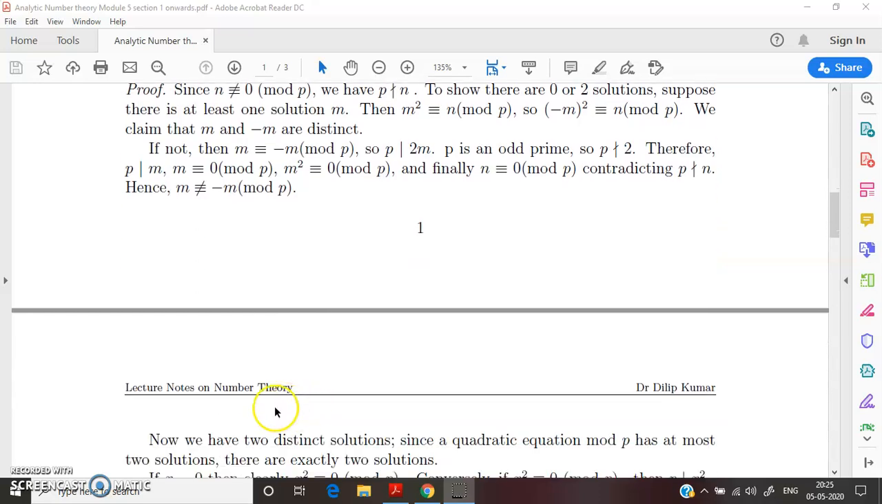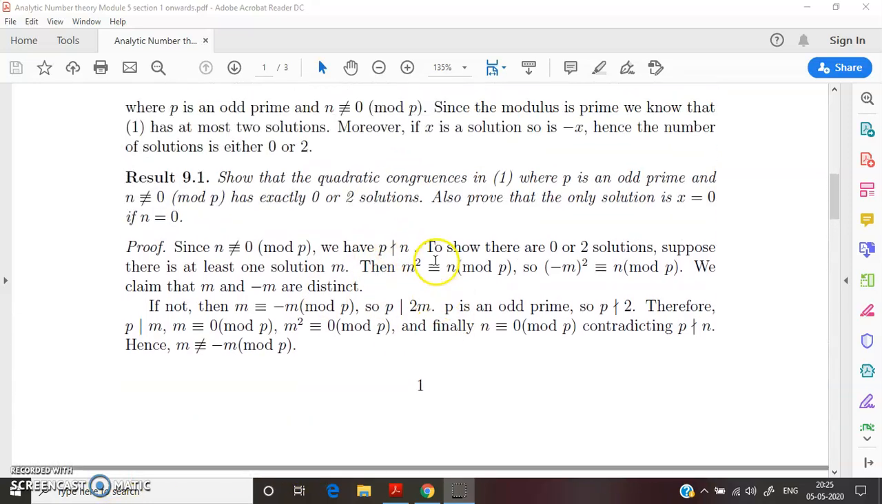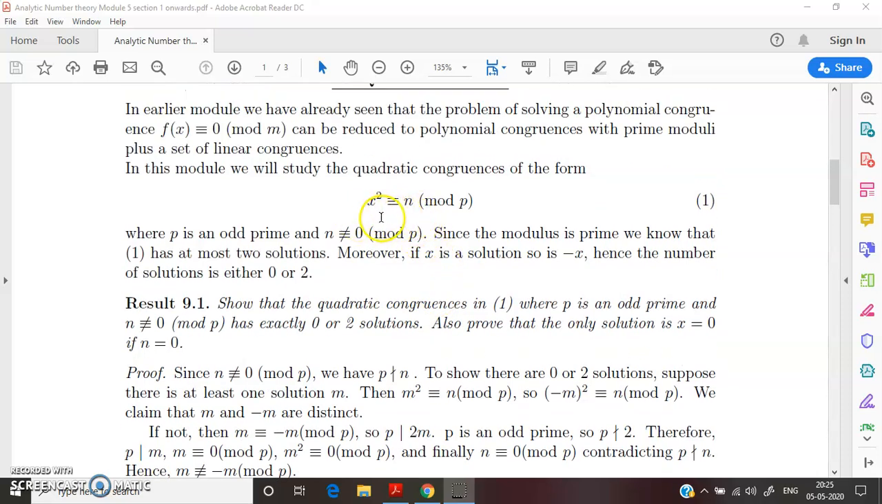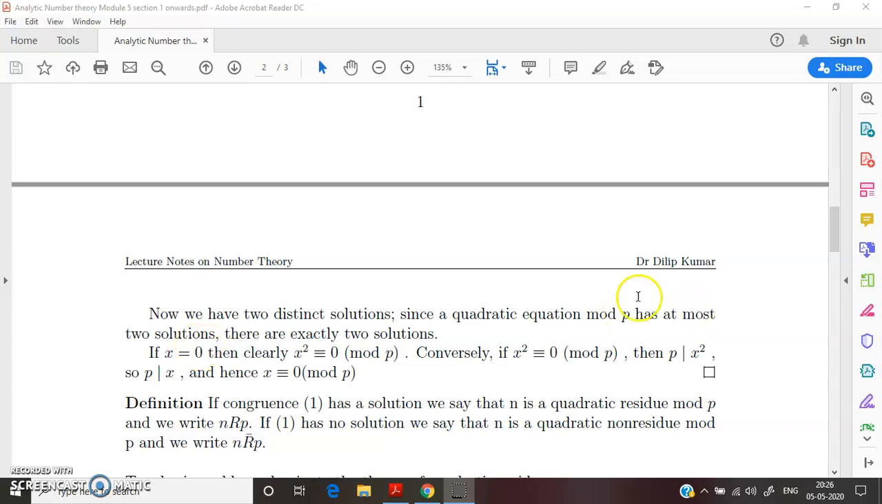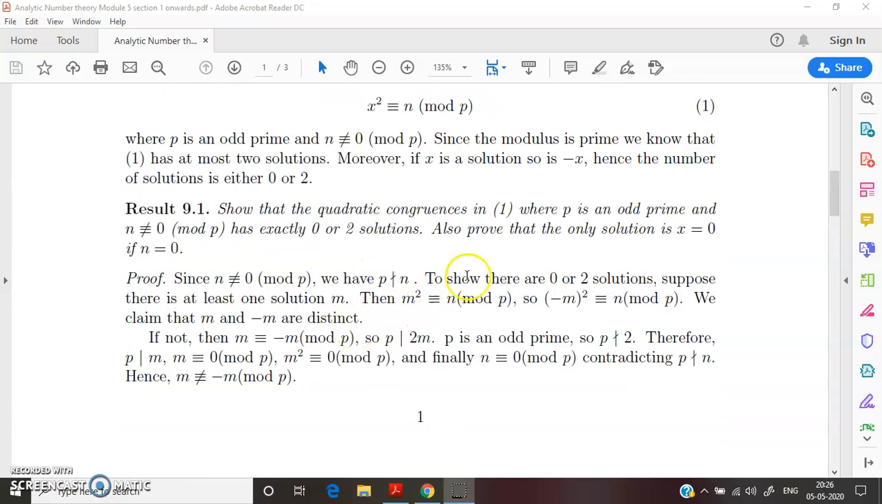Thus we have two distinct solutions. Since a quadratic equation mod p has at most two solutions because it is a quadratic form. So it is quadratic, that means only two solutions will be there. So we have got those two solutions. So there are exactly two solutions. That is a proof.